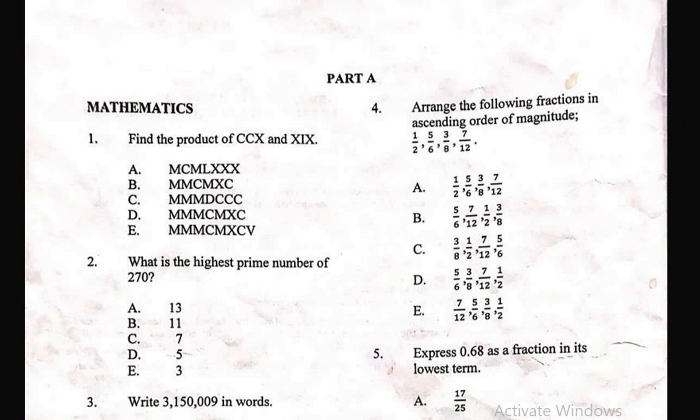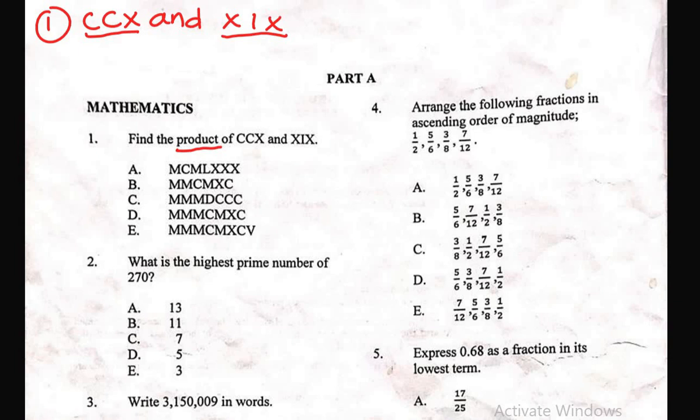The very first question here, number 1, says, find the product of CCX and XIX. Now, the question paper is going to be on my board. We have two Roman numbers, CCX and XIX. So whenever you have a question like this, all you need to do is to change the Roman numbers to figures, then solve. Once you're done, you change back to Roman numbers. In math, product, as we have in question 1, means times.